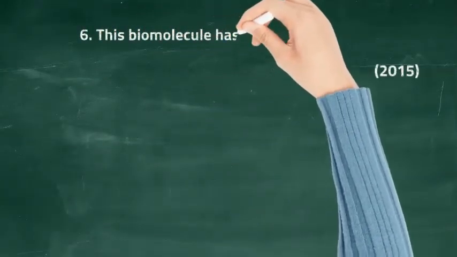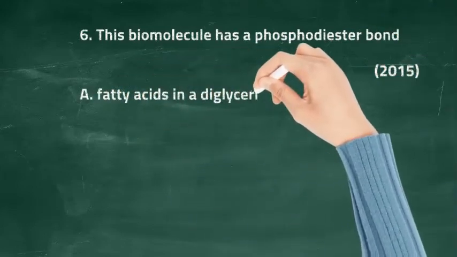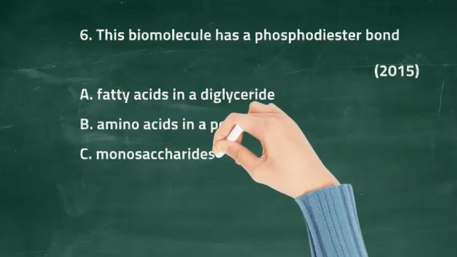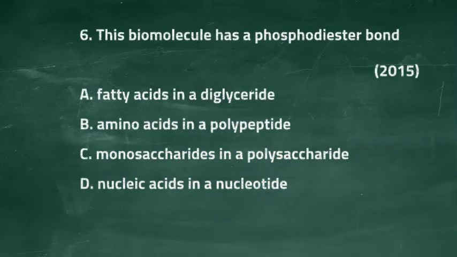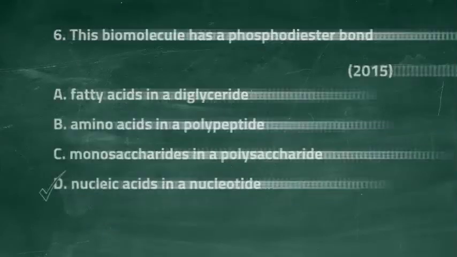Question 6. Which biomolecule has a phosphodiester bond? Option A is fatty acid in a diglyceride. Option B is amino acid in a polypeptide. Option C is monosaccharides in a polysaccharide. And option D is nucleic acids in a nucleotide. The right answer to this question is option D, nucleic acids in a nucleotide.